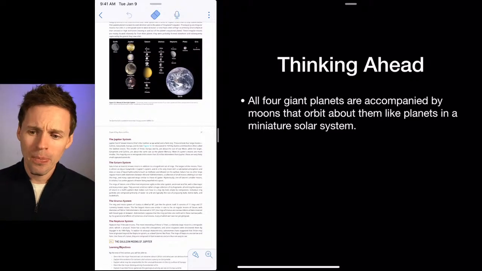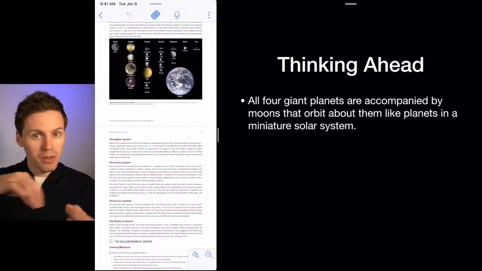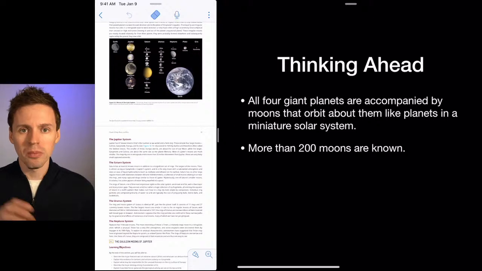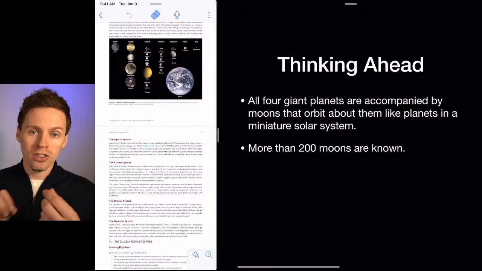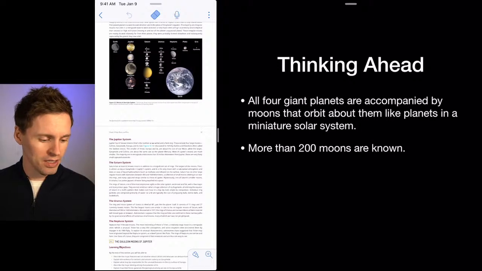So thinking ahead, all of the giant planets have moons that orbit the planets, like planets orbit around our solar system. So we can think of them as a miniature solar system, but not star-centric. Just like the moon orbits Earth, these other moons orbit other planets.